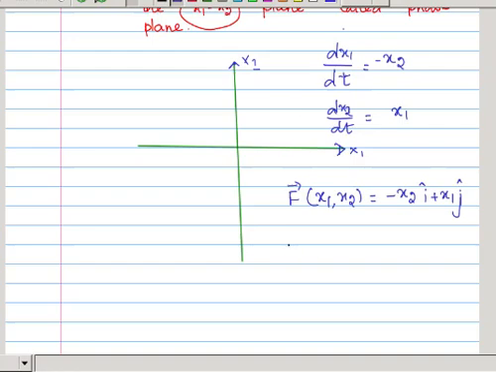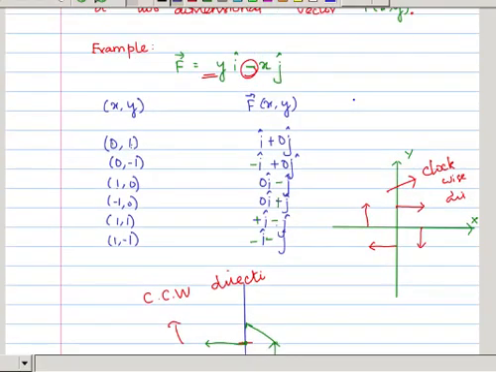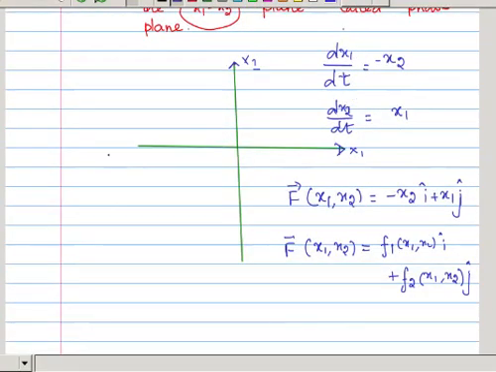f1 of x1 comma x2 i plus f2 of x1 comma x2 j. That way only we want to plot it. So if you plot it this way, you will get the same idea. Because we already saw our example, the f vector is minus y i plus x j.